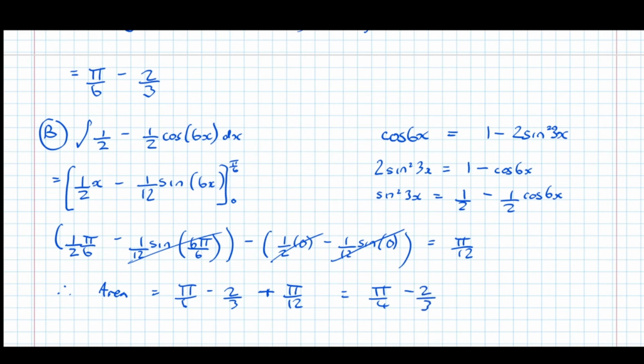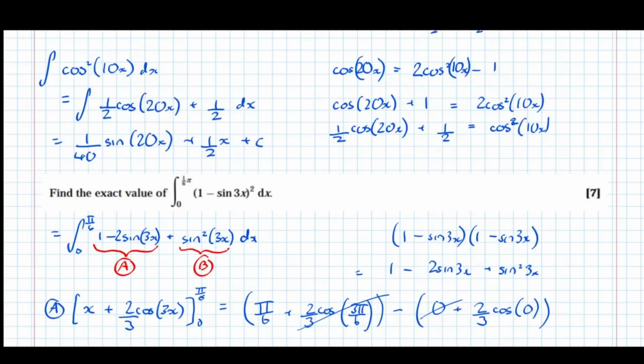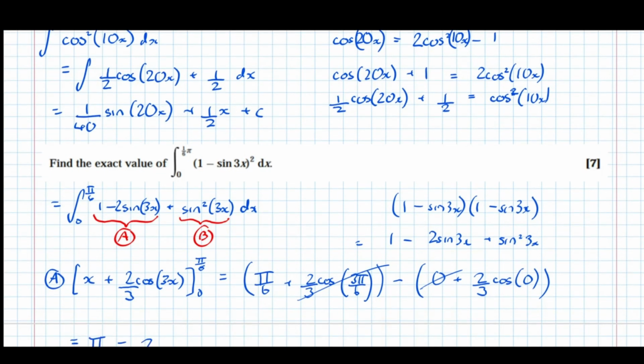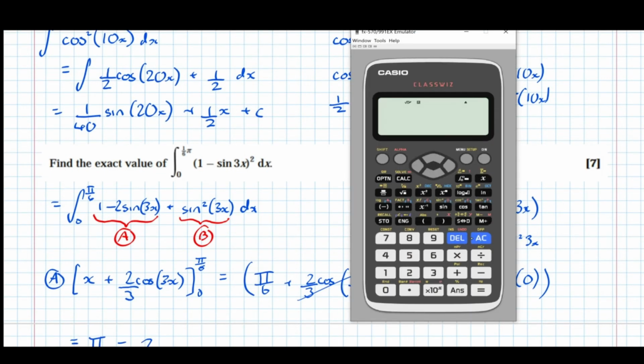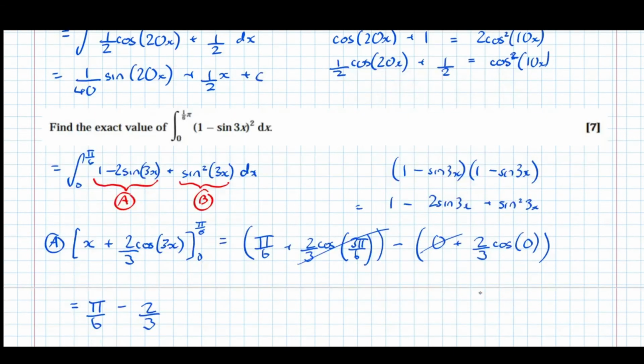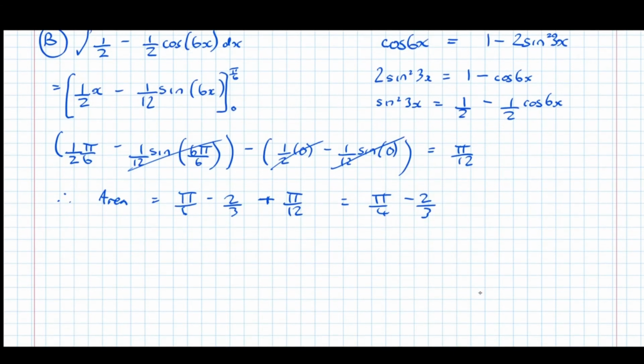And now we can check our answer on the calculator. So a neat little trick here. Let's go back up to the beginning and actually type that integral into the calculator. So the integral of 1 minus sine of 3x in brackets squared, where 0 is the lower limit and the upper limit is pi over 6. And obviously this is bad practice because it's going to give us a decimal answer. However, that decimal answer can be used to check that answer there.